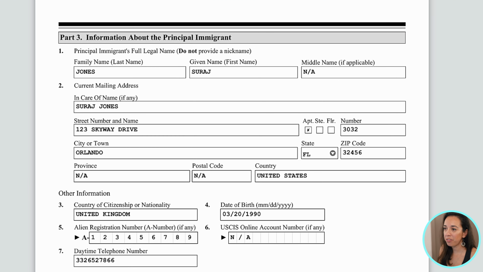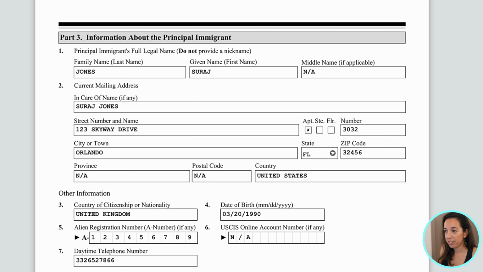Part 3 asks information about the principal immigrant. So once again, that is my husband, the non-U.S. citizen who is my beneficiary. So for question 1, I filled out his last name, his first name, and wrote NA for middle name. Question 2 asked for his mailing address, which is our address, so I filled out the street number and name, the city, which is Orlando, the state, Florida, our zip code, and country is United States.